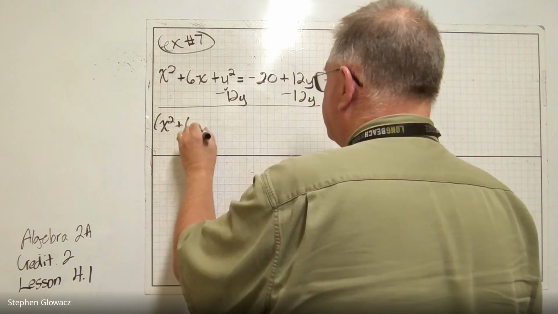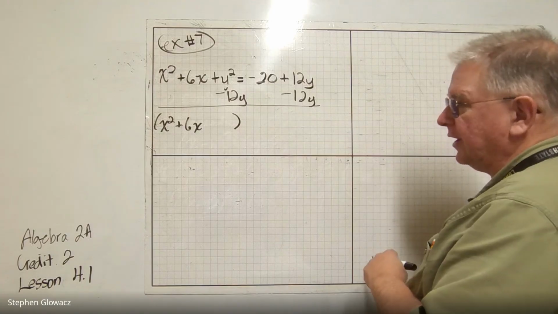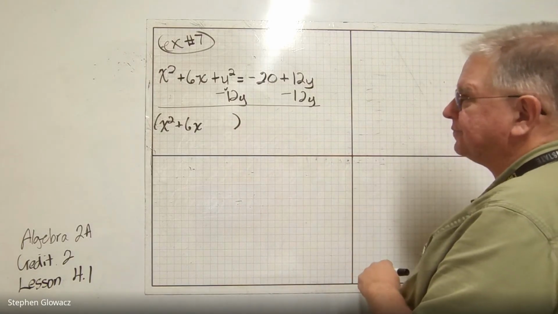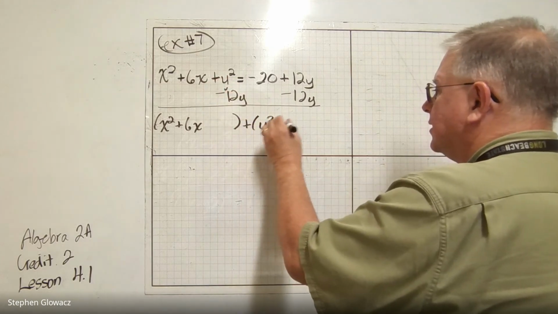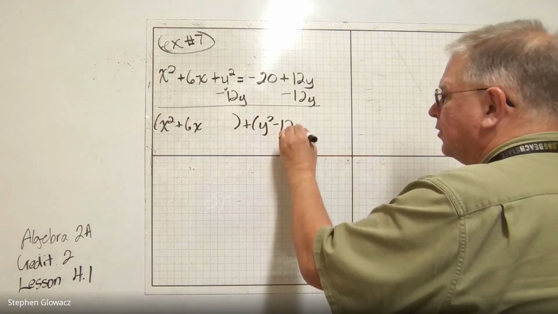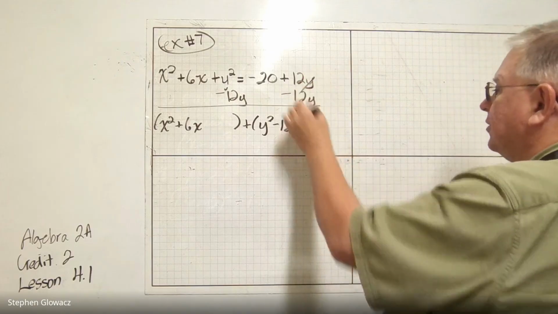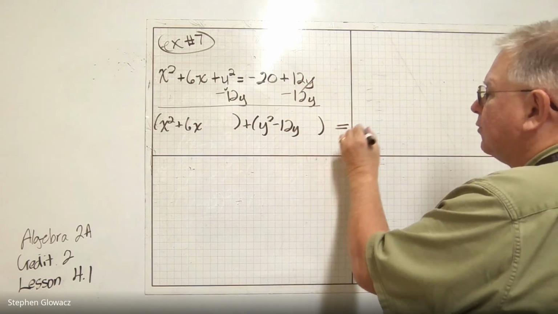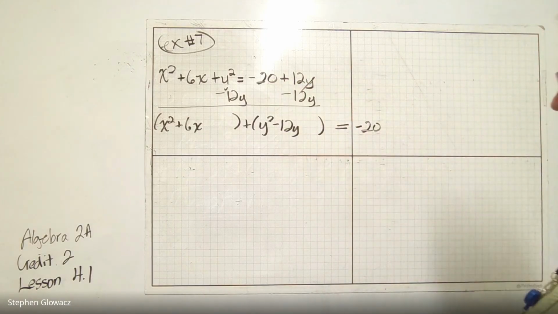So we have x squared plus 6x. We have to make this a perfect square trinomial here, so we're going to leave a space to do that. And then we have plus y squared minus 12y, and we also have to make that a perfect square trinomial as well. And then equals negative 20. So that negative 20 is still on the right side of the equal sign.